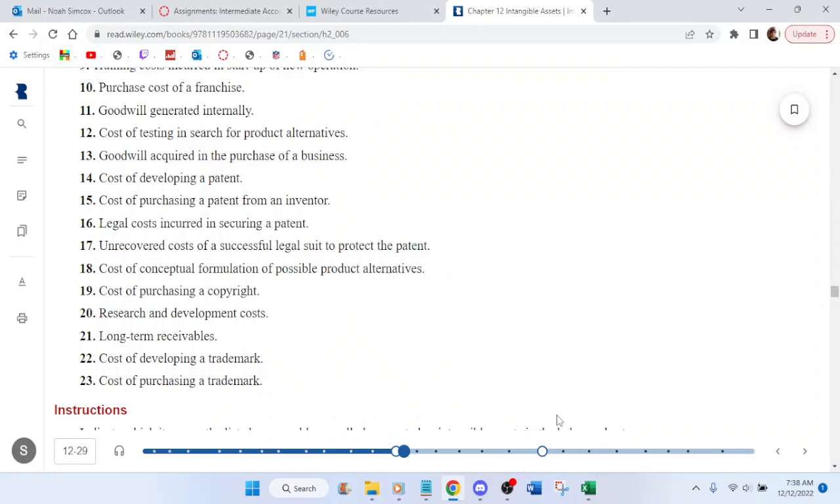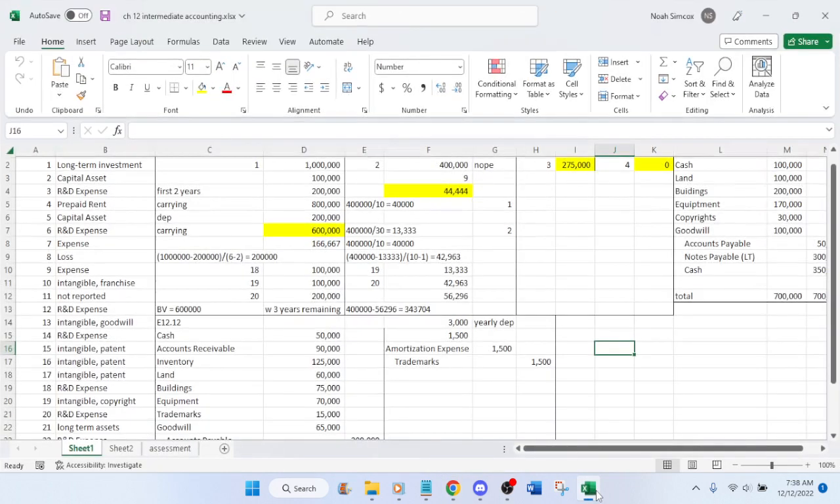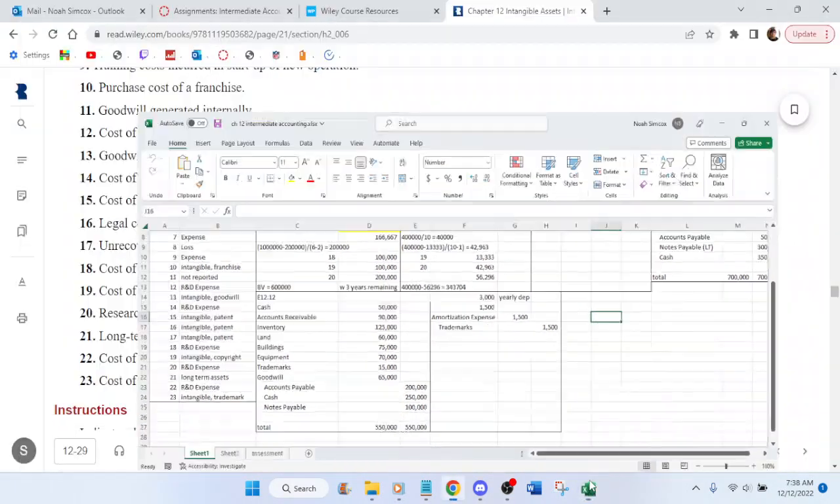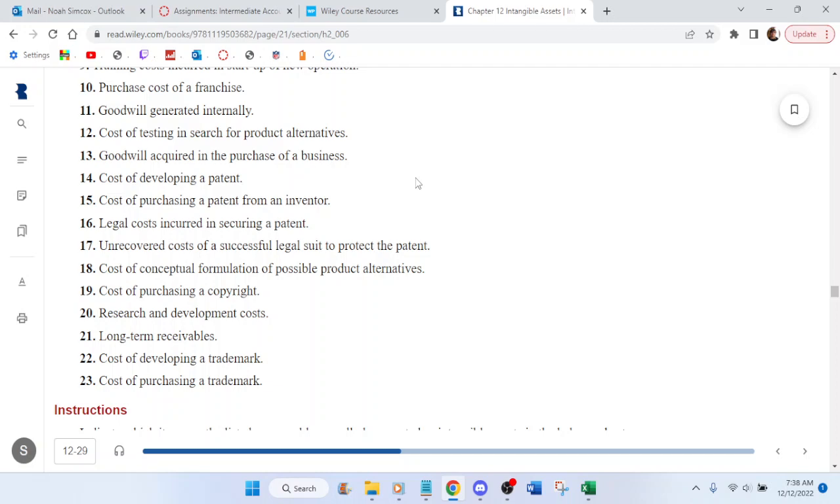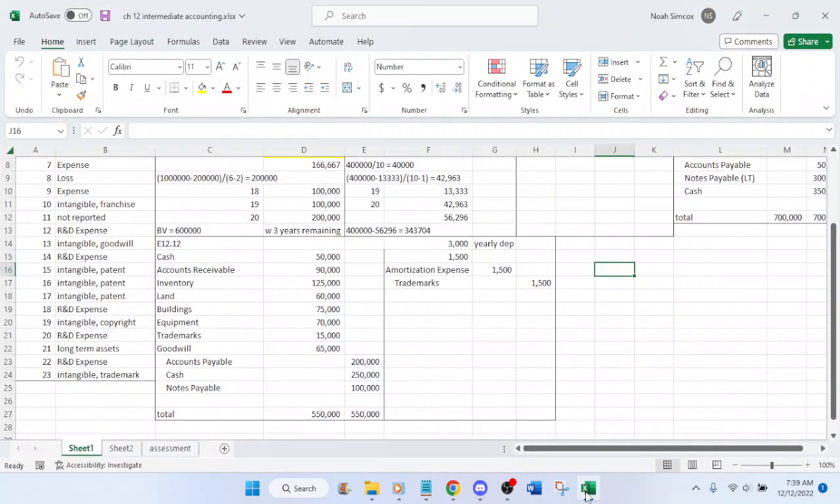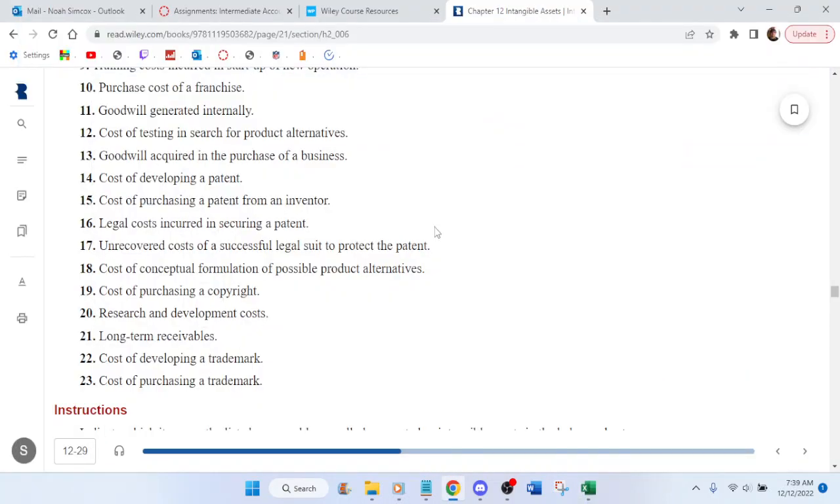Goodwill generated internally is going to be not reported. 12. Cost of testing and search for product alternatives has got to be R&D expense. Number 13. Goodwill acquired in the purchase of a business is going to be goodwill, intangible asset. Cost of developing a patent. Is it going to be, dang, I don't know, R&D expense? Okay, I gotta remember. That's kind of a hard one for some reason. Cost of developing a patent is R&D expense.